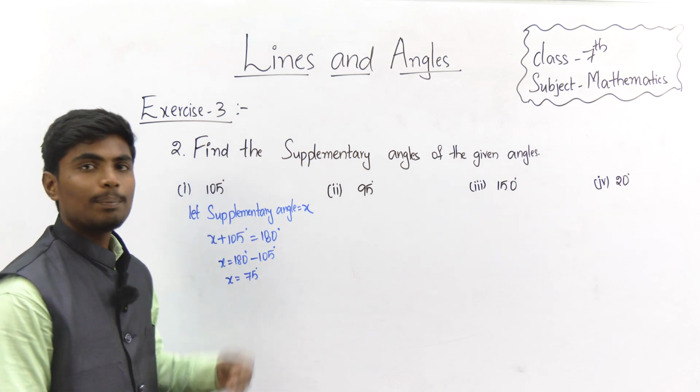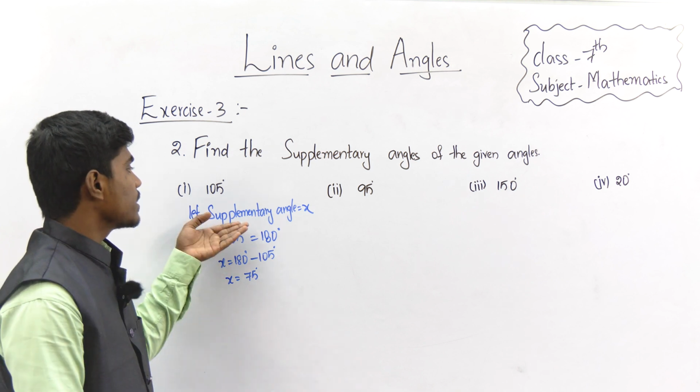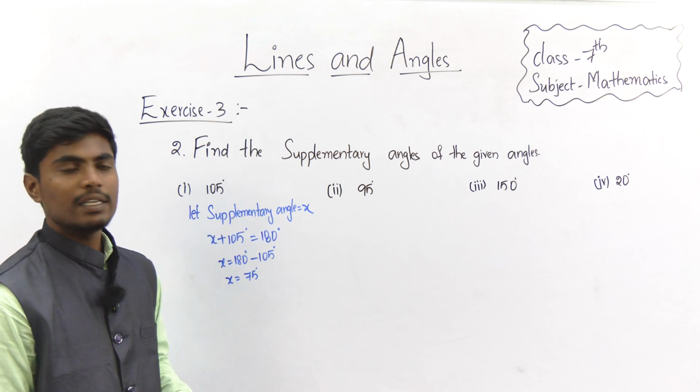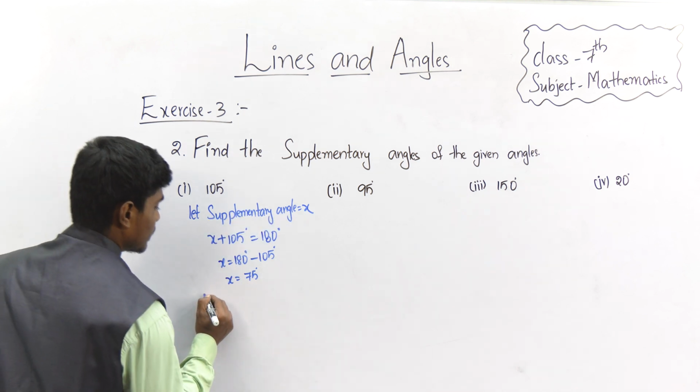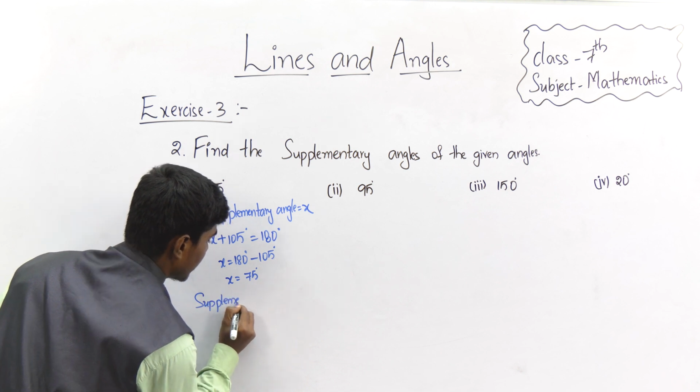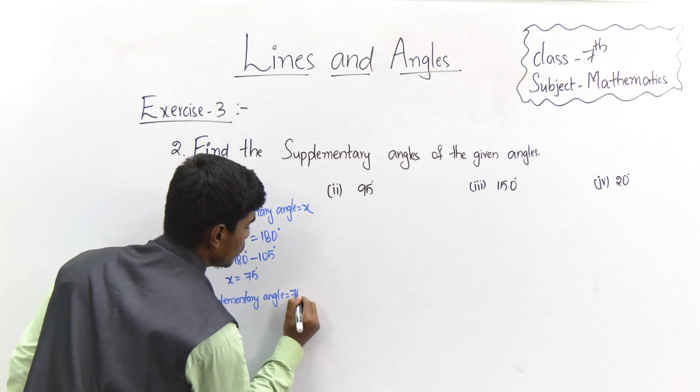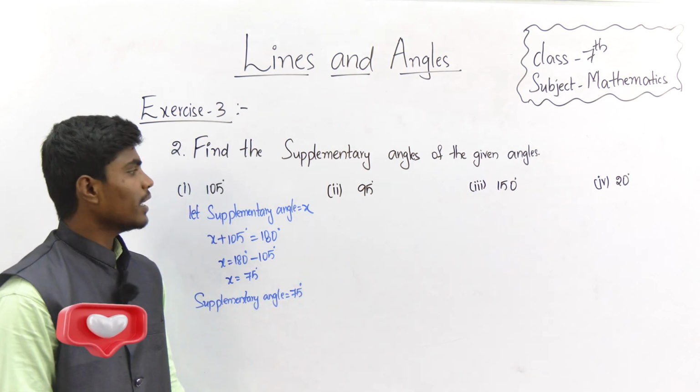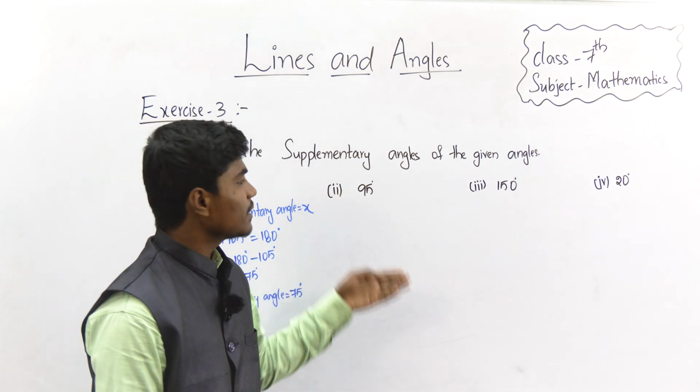X is the supplementary angle. So the supplementary angle is 75 degrees. Okay, now let's move to the second one.